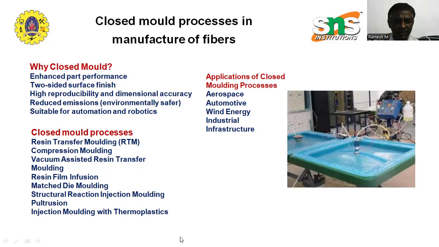Here, vacuum is used to pull resin into the fiber preform inside the sealed cavity. Unlike resin transfer molding, it uses atmospheric pressure difference rather than mechanical pumps. That is a very important difference between resin transfer molding and vacuum assisted resin transfer molding. The steps are similar, and the advantages are lower equipment cost and less resin waste.